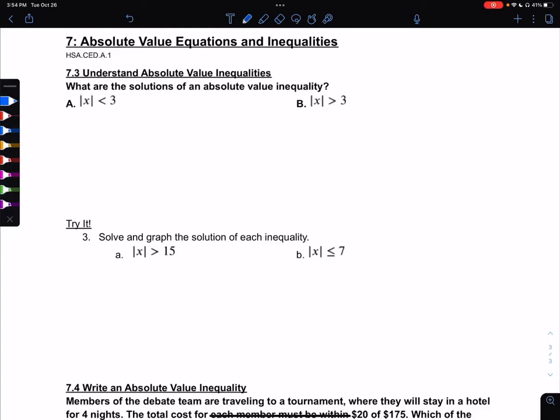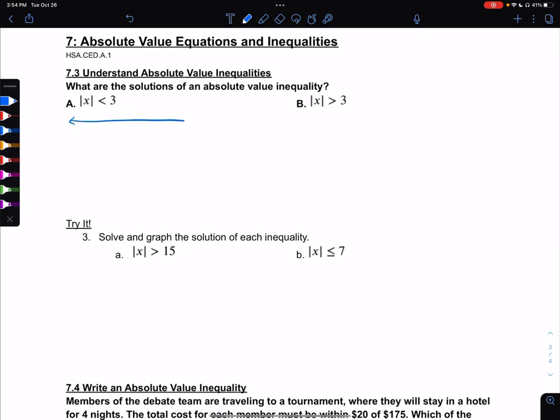Here we're going to look at topic 7, example 3, understand absolute value inequalities. In part A, or the question, what are the solutions of an absolute value inequality? In part A, we're asked to find the absolute value that is less than 3.